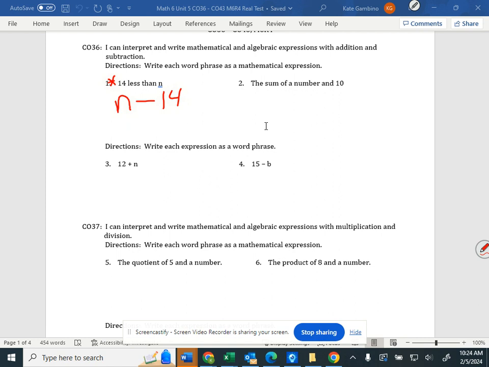The sum of a number and 10, so it's just a number plus 10, and then writing a word phrase. I accepted lots of different phrases, so something like 12 plus a number, 15 minus a number, and less than 15. Those kind of things. Yes, Clay.